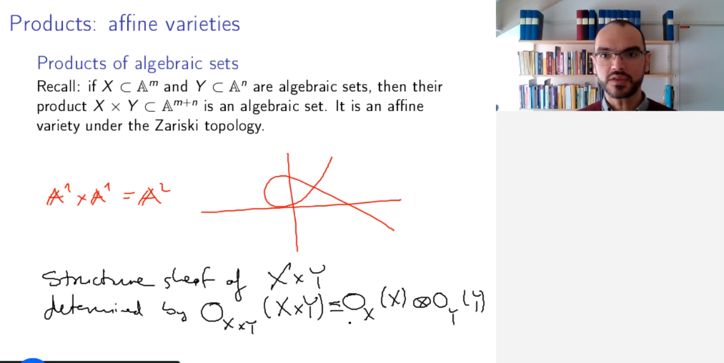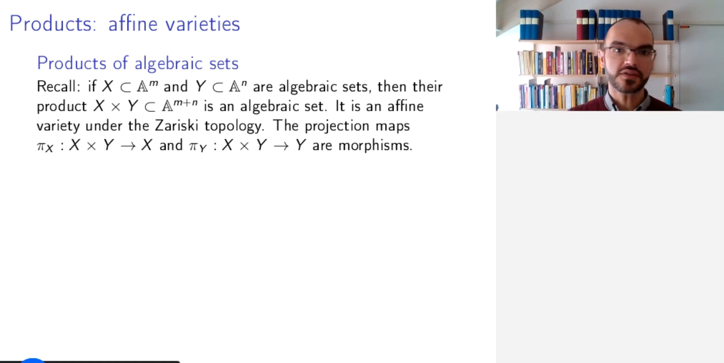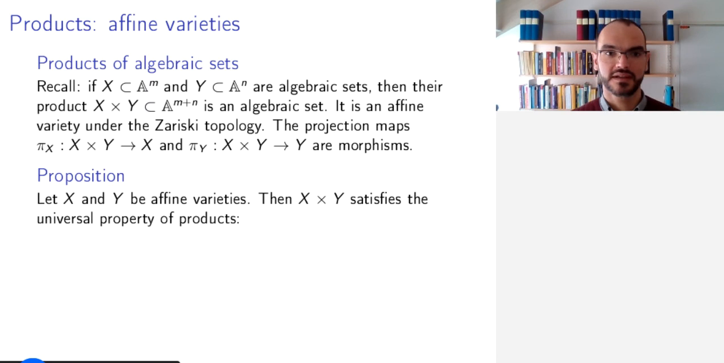But we cannot just define a product randomly. The notion of a product in a category is a well-defined thing, and it's defined in terms of a universal property. So we need to check that this product is actually what we want to call a product, namely that this product satisfies the universal property of products. First, note that the projection maps from X times Y to X and to Y are morphisms of affine varieties.